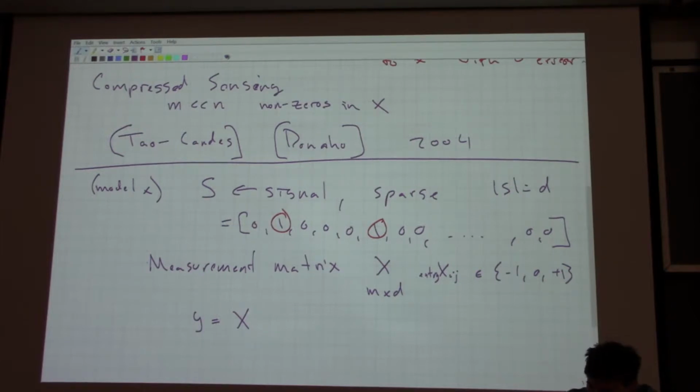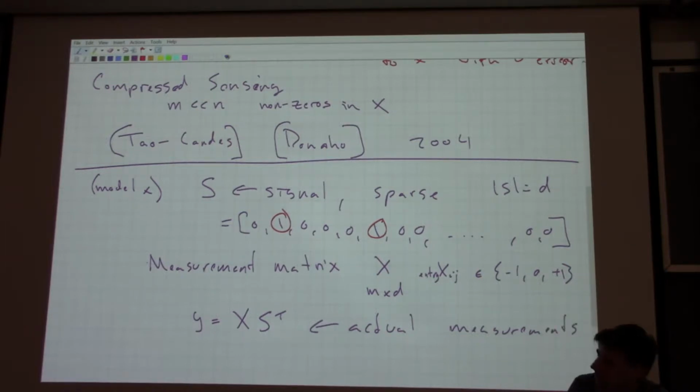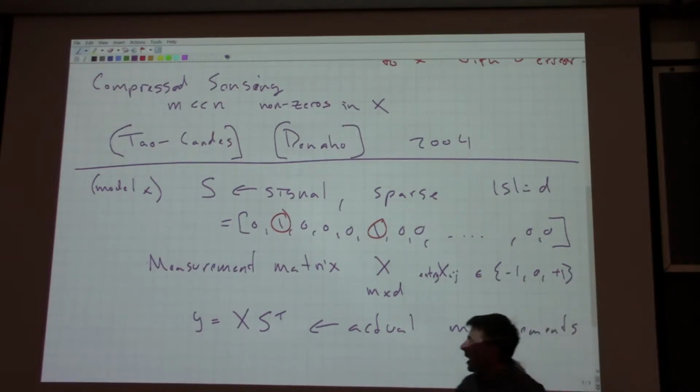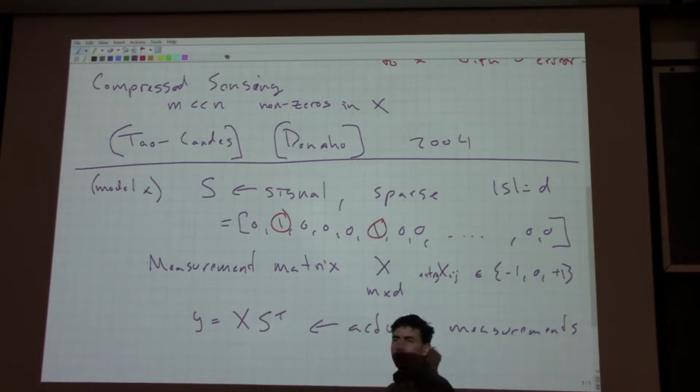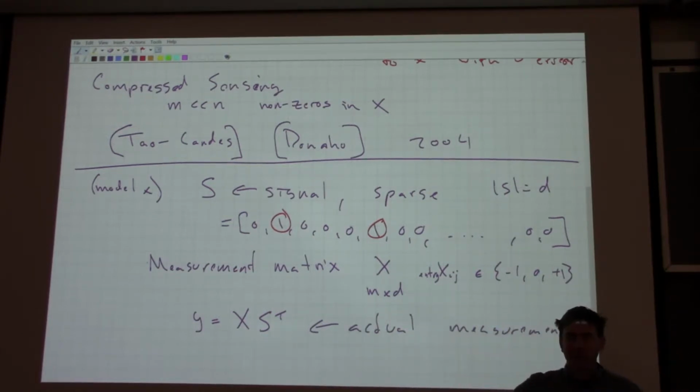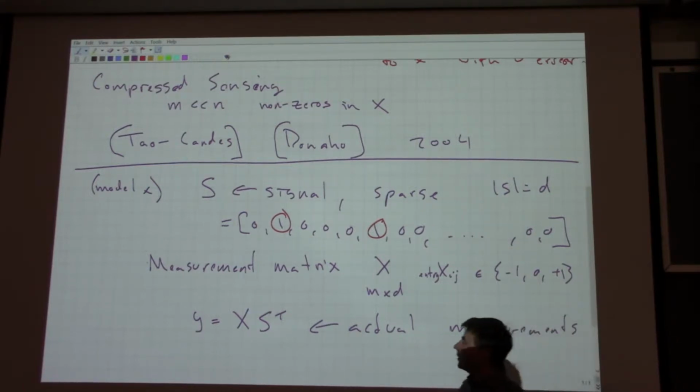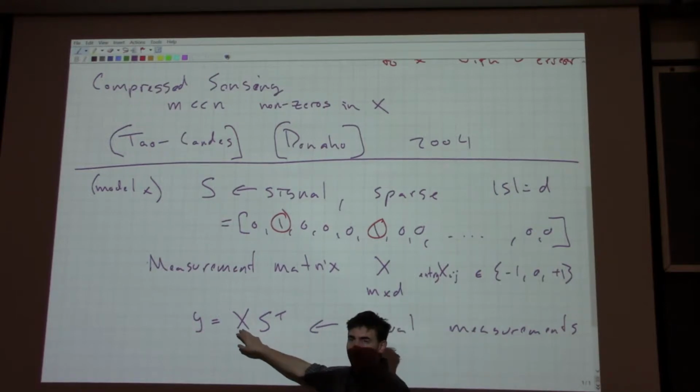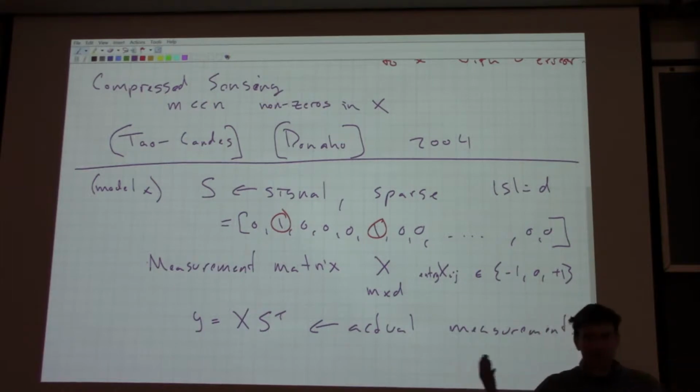It's X S transpose. So these are going to be the actual measurements. I'm going to get actual measurements out with the measurement matrix. So I'm somehow going to have a signal, and if I think of it as a signal processing person, there's something going on in the world. I'm going to measure it some way. That's going to end up being with this matrix X, and I'm going to get out some measurements here.